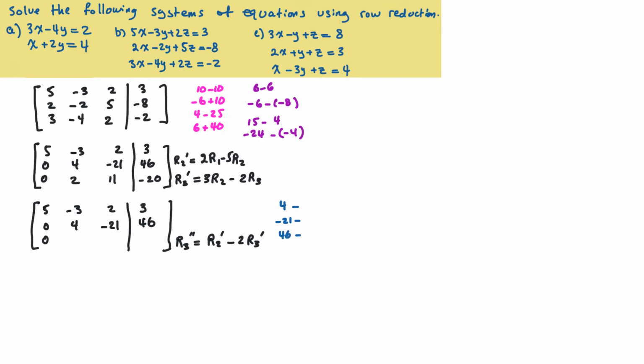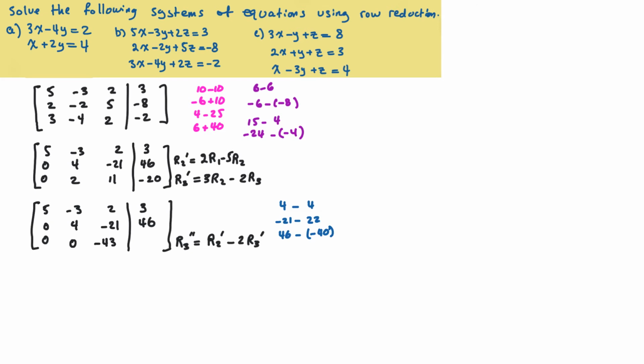And for the row 3, we're going to have 2 times row 3, so we are going to have 4 for the first one. We are going to have 22 for the next one, and we are going to have negative 40 for the next one. Okay, so 4 minus 4 is 0. Negative 21 minus 22 is going to be negative 43.